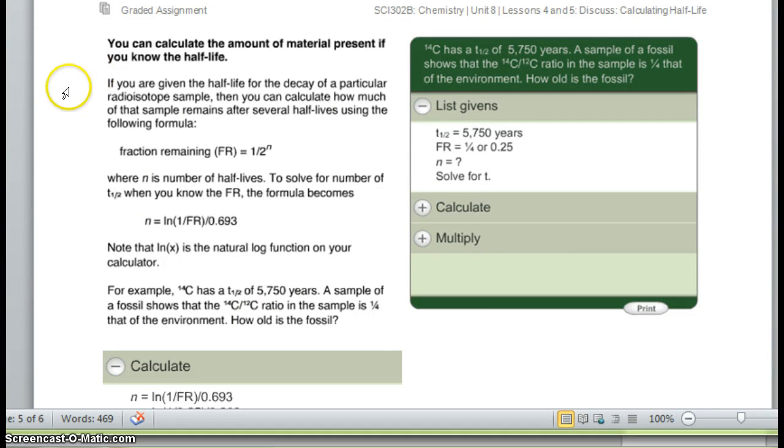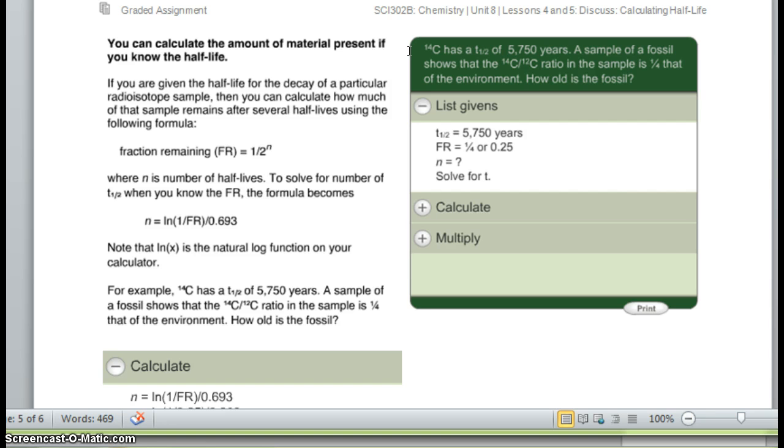Okay, you can calculate the amount of material present if you know the half-life. If you're given the half-life for the decay of a particular radioisotope, then you can calculate how much of that sample remains after several half-lives using the formula: fraction remaining equals (1/2) to the nth power, where n is the number of half-lives. All right, so this is what you have to use. You have to use the natural log. However, there is a much, much easier way. So let's look at the problem.